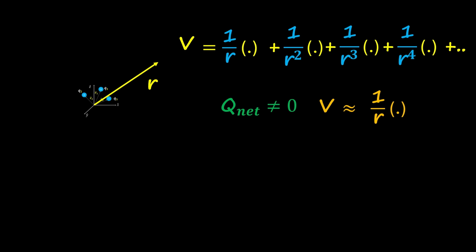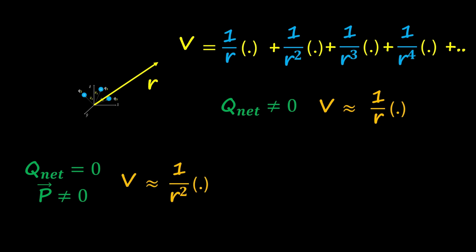In the second case, suppose the net charge is 0, but the dipole moment is not 0. Since the net charge is 0, the monopole contribution will be 0, but since the dipole moment is not 0, the dipole term will be the dominating term, so we can approximate the potential by the dipole term. The third case is where both the net charge and the net dipole moment are 0. In that case, the potential can be approximated with the quadrupole term.